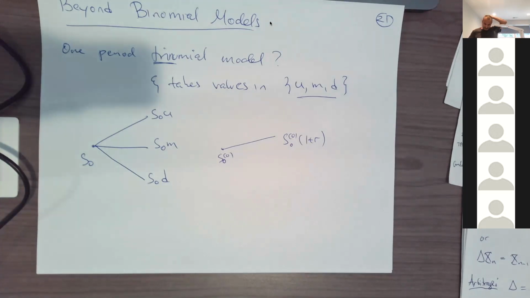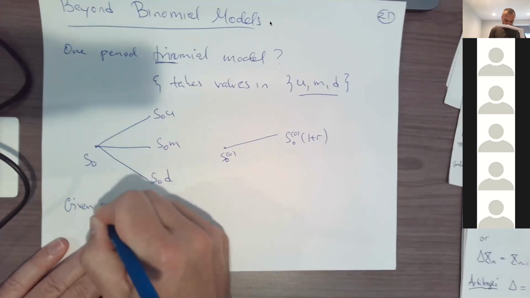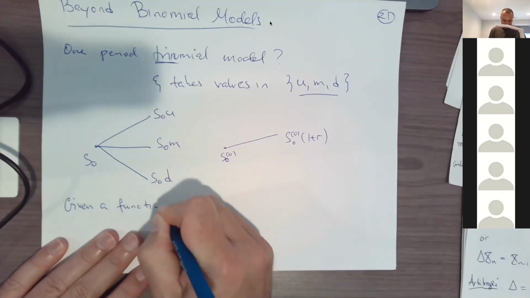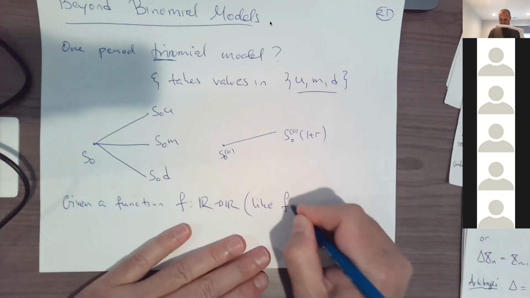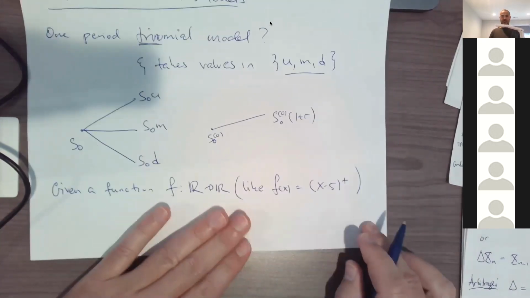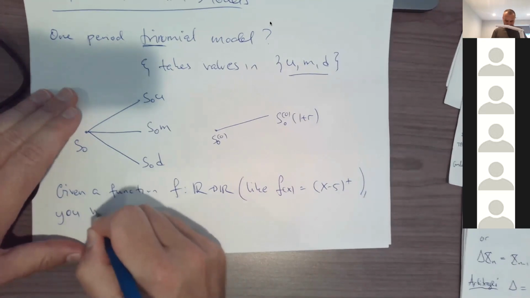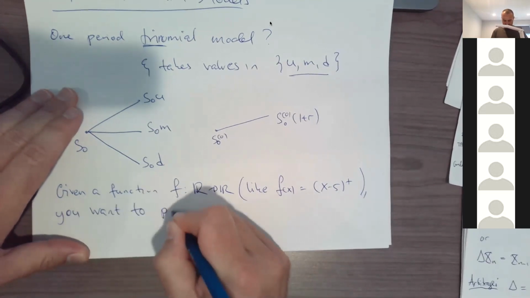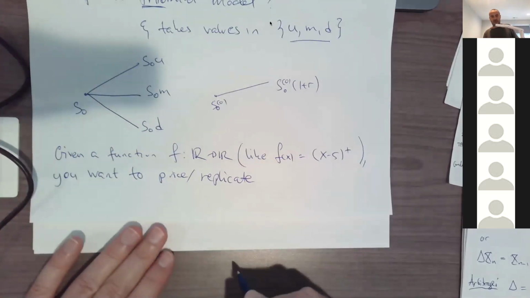So what's the big difference now? Well, I still want to replicate, right? I still want to price a derivative. So you take a function. You're given a function like the ones we had before. f(x) was what? x minus 5 plus, the pop. One of these hockey sticks. You want to price or replicate.